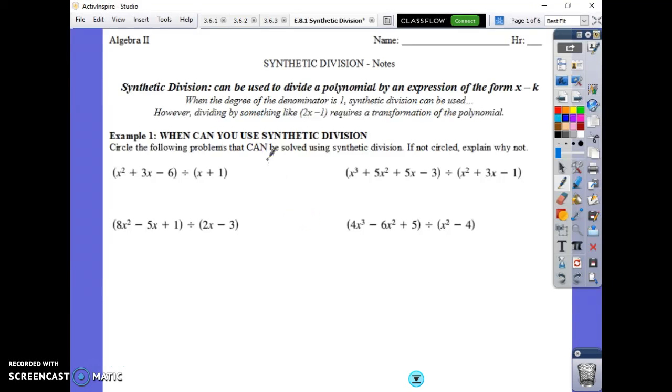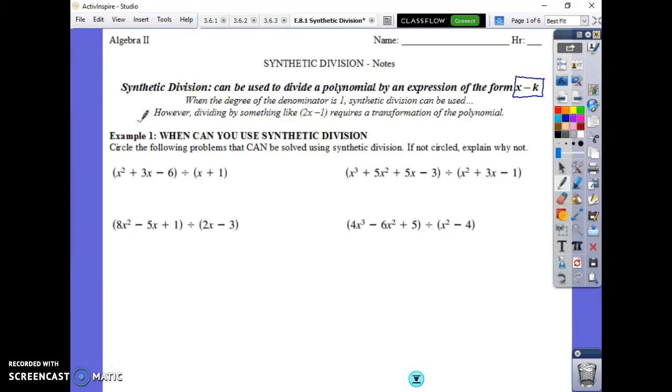So, synthetic division can be used to divide a polynomial by an expression of the form x minus k. When the degree of the denominator is 1, synthetic division can be used. However, dividing by something like 2x minus 1 requires a transformation of the polynomial. So we're going to mainly look for stuff that is in the form of x minus k that we're going to divide by. However, 2x minus 1 can be used.